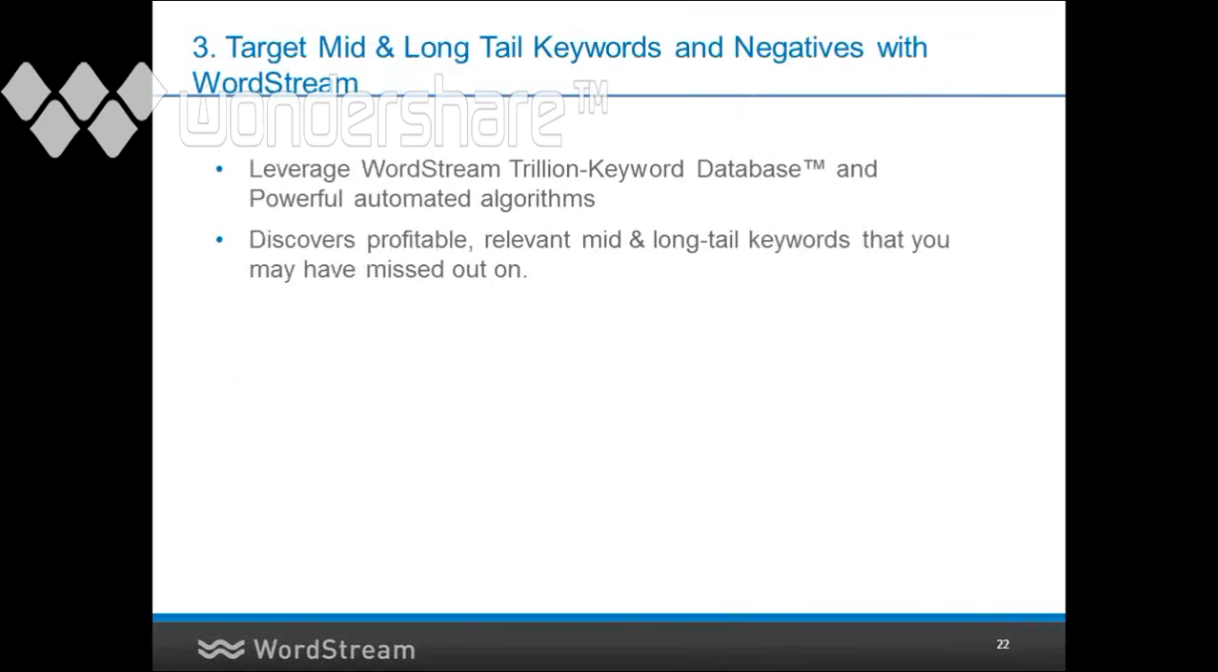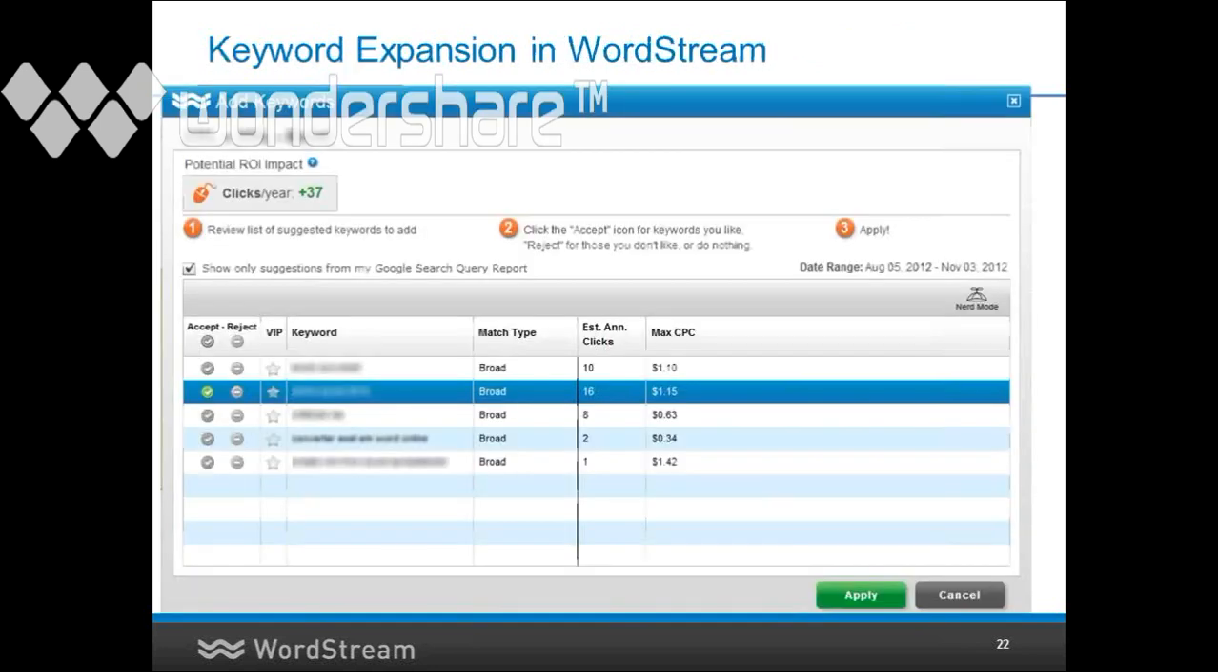We talked a little bit about the idea of doing keyword targeting, long tail, and negative keyword research, and basically, as Sam was saying earlier, we have this trillion keyword database with really cool data in it, and it helps you figure out keywords that you may have missed out on. Here's how it works. It's a really simple tool. It just tells you, hey, we found possibly 37 extra clicks for you every year. Here are the keywords that we're recommending. Do you want to add them? If so, here's the bid that we recommend, and then you just click apply.